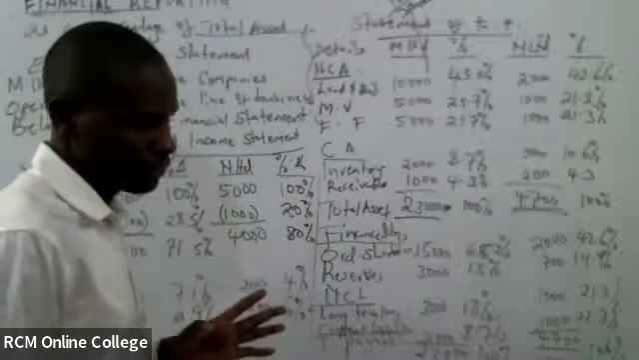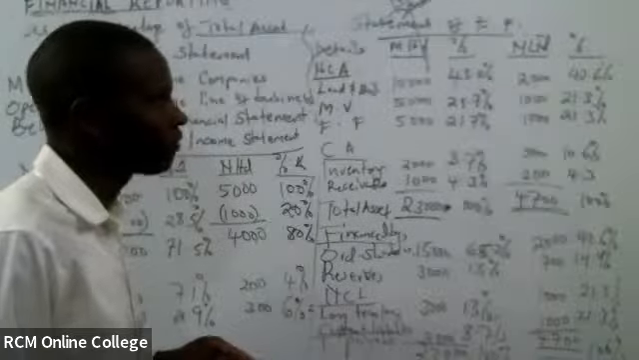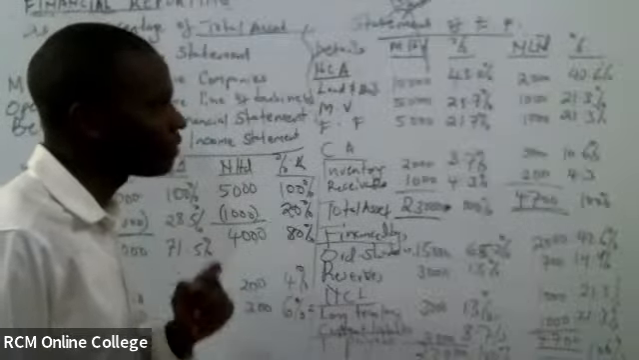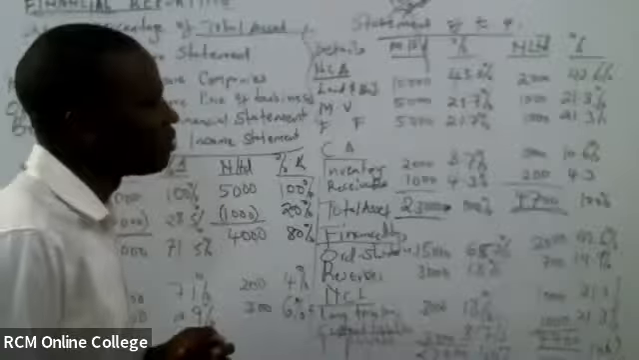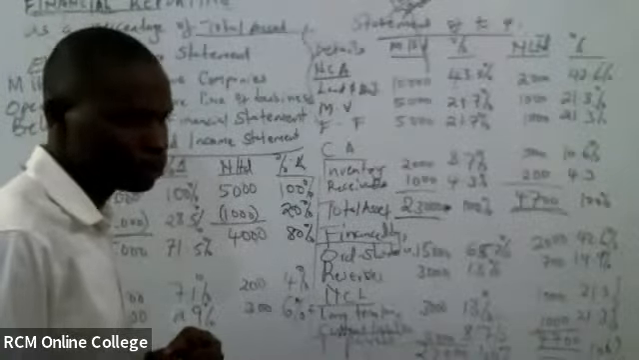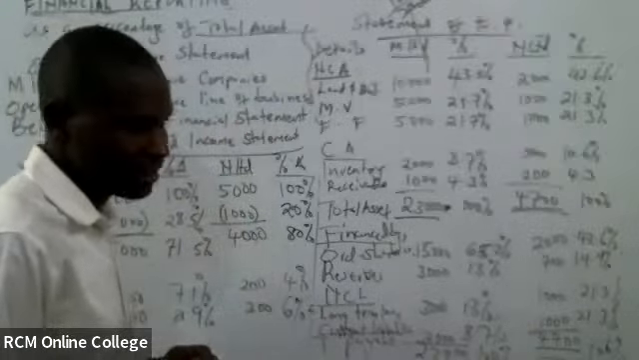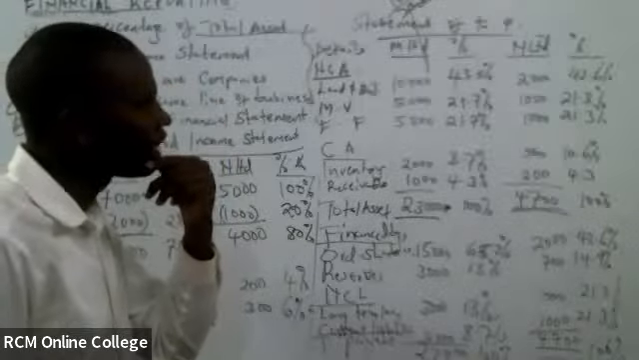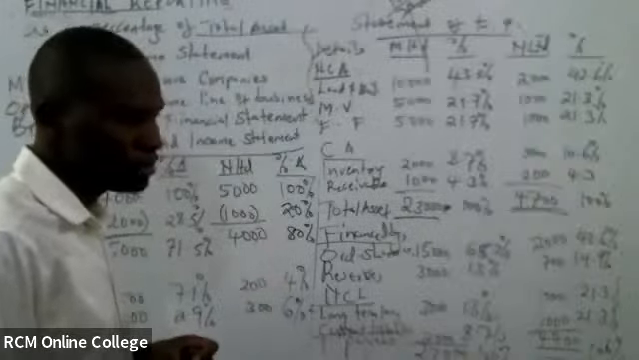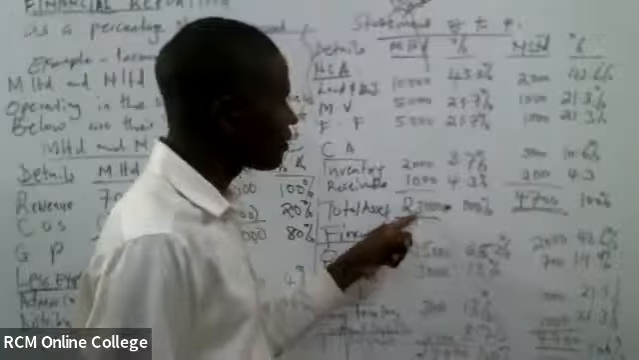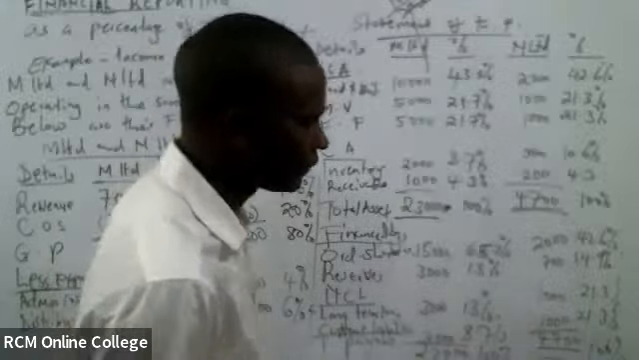Now, to give comment, because it is always good to give a comment on this. When you look at the land and building, or when you look at the asset of this company, the two, M Limited has more asset compared to N Limited. The asset of M Limited are valued at 23,000, while that of N Limited are 4,700.